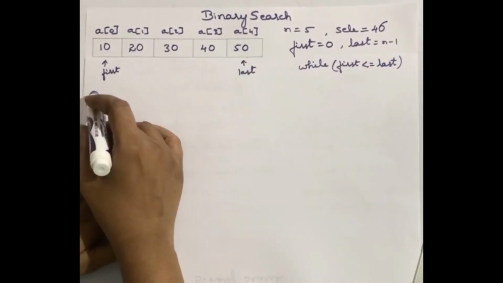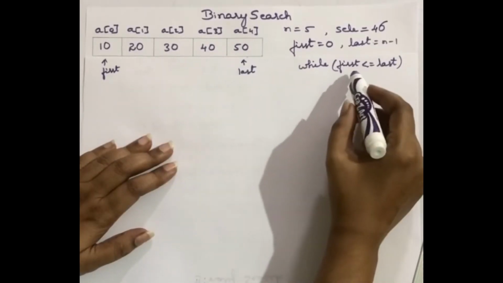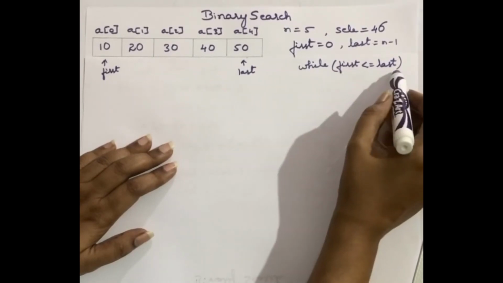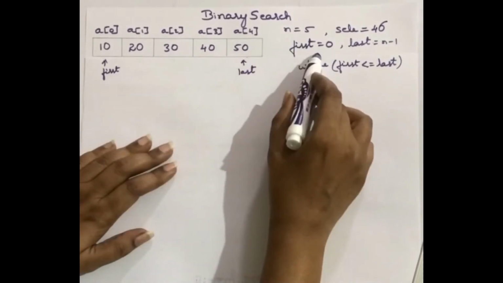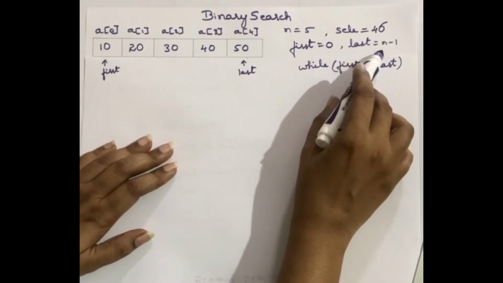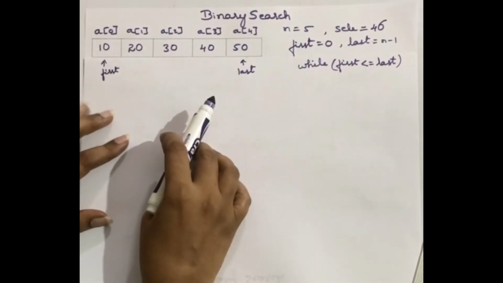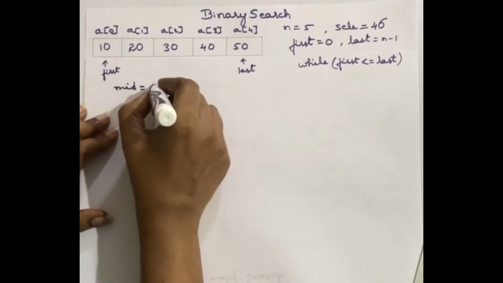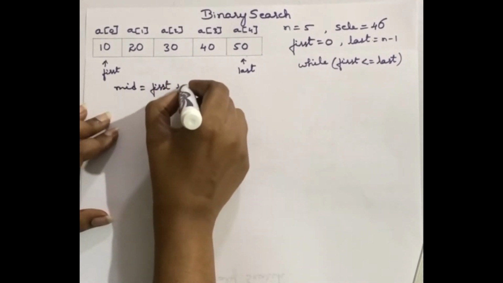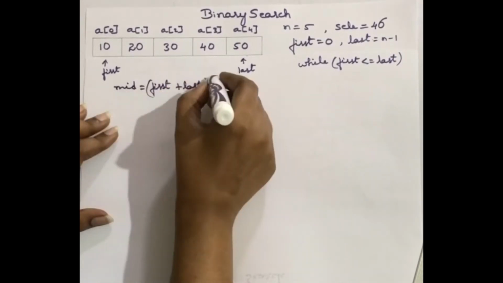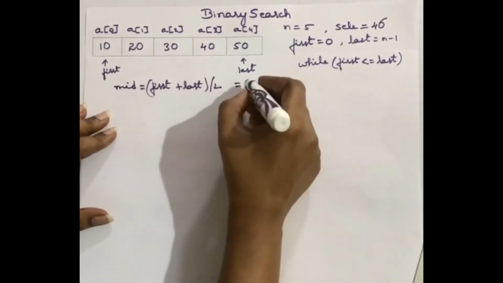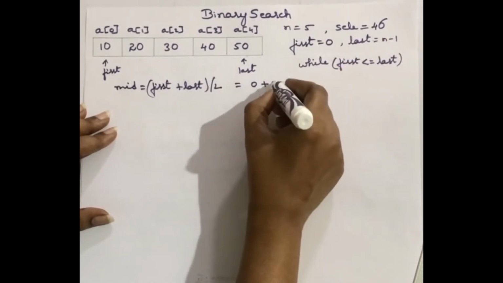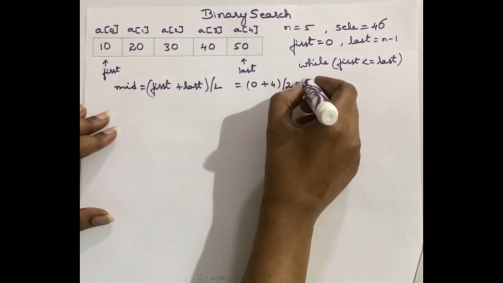And you already know the condition that in the while statement, first should be less than or equal to last. This condition should always be true. Here the first value is 0 and last is equal to n minus 1. The first step we need to do is calculate mid equal to first plus last by 2. That is, first is 0 and last is 5 minus 1, which is 4, by 2, which is equal to 2.